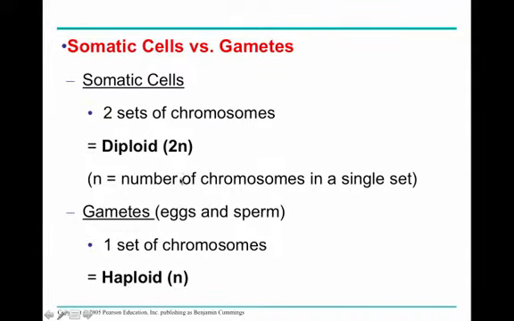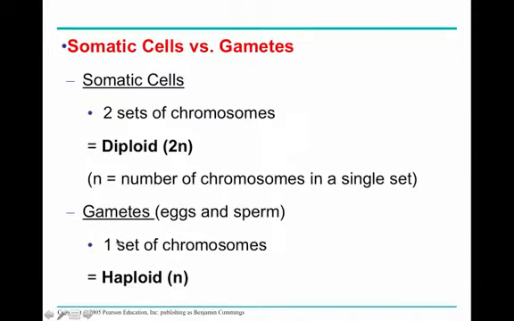So N is the number of chromosomes in a single set. You get a single set from one parent, and you have a set from each parent. So you have two sets, so 2N. So for instance, in humans, you have 23 chromosomes that you get from Mom and 23 that you get from Dad. The number in a single set is 23. So 2 times 23, your diploid number is 46. You have 46 chromosomes in each of your body cells or somatic cells.